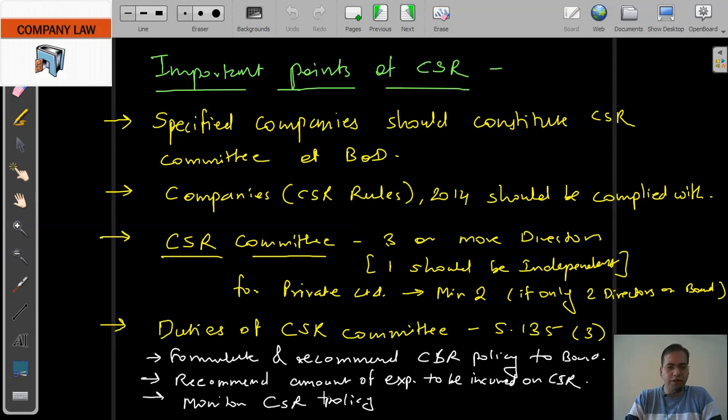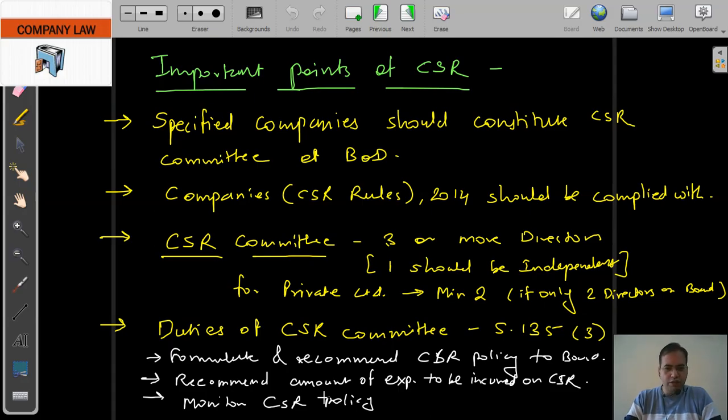So, important pointers I have noted down over here. Specified companies only should constitute the CSR committee of the board. Companies rules should be complied with. The CSR committee should be constituted of 3 or more directors. One should be independent. For a private company, minimum 2, if only 2 directors are there.